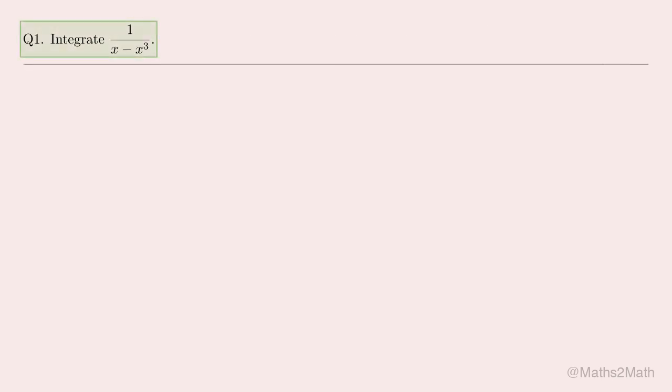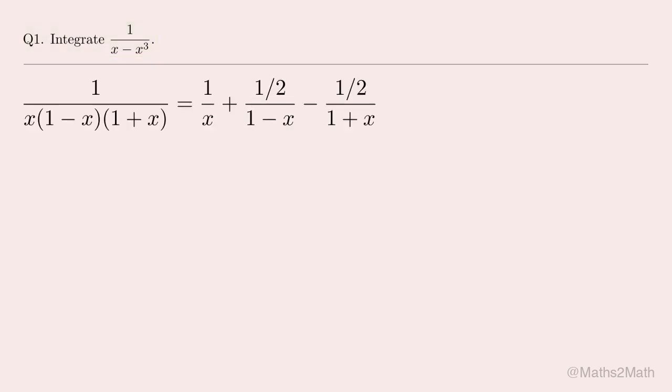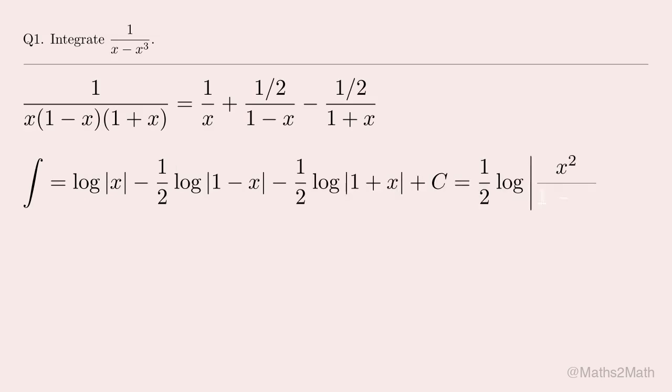Question 1 of the grand integrals miscellaneous. Factor the cubic denominator fully. 3 linear factors, 3 cover-ups, x times 1 minus x times 1 plus x. The constants are 1, 1/2, minus 1/2. Combine the logs into one compact expression.